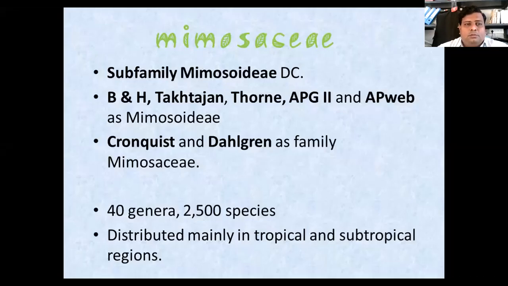Good afternoon, students. Today we'll start with subfamily Mimosaceae. It has 40 genera and around 2,500 species, distributed mainly in tropical and subtropical regions. Mimosaceae contains trees, shrubs, or herbs. Leaves are usually pinnately compound with pulvinate base. Flowers actinomorphic. Corolla non-papilionaceous. Petals valvate.